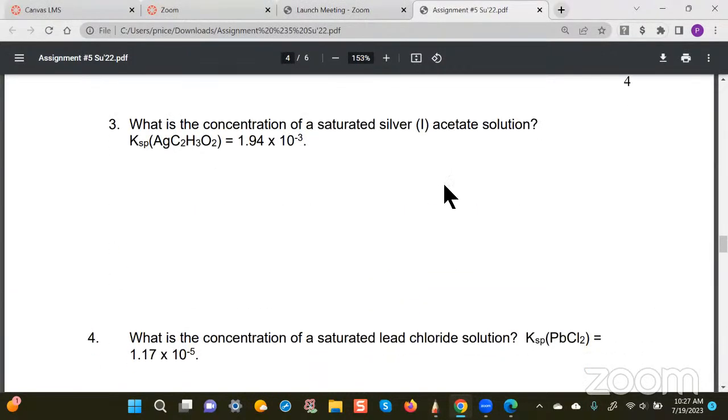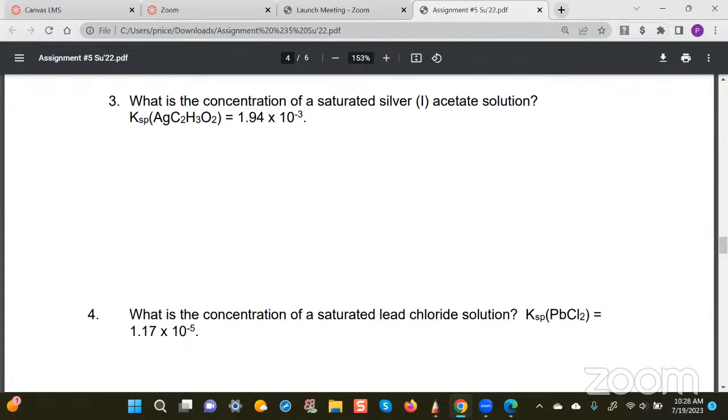So let me go back to the worksheet, the assignment. And the next question, this is a KSP problem, all right? In this case, they're asking for the concentration of a saturated silver acetate solution. They did not specify whether they're asking for the molar concentration or the solubility in grams per liter. I'll just show you how to do all of them. In fact, I don't think I need to move to the writing pad for this one.